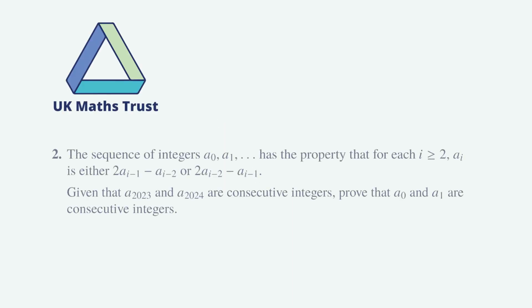Problem 2. The sequence of integers a0, a1 and so on has the property that for each i at least 2, a_i is either 2a_(i-1) minus a_(i-2) or 2a_(i-2) minus a_(i-1). Given that a2023 and a2024 are consecutive integers, prove that a0 and a1 are consecutive integers.